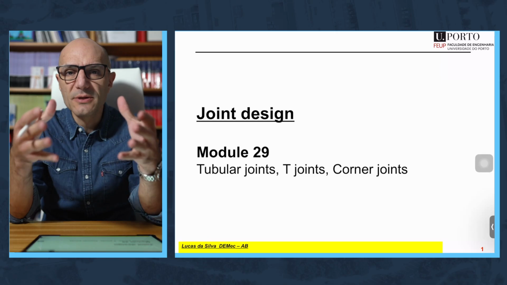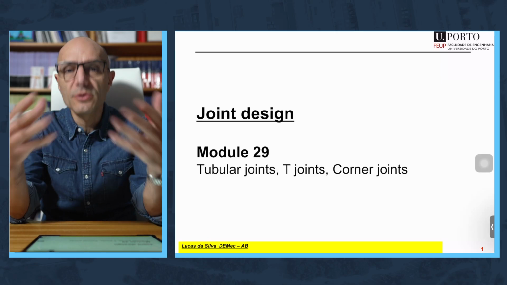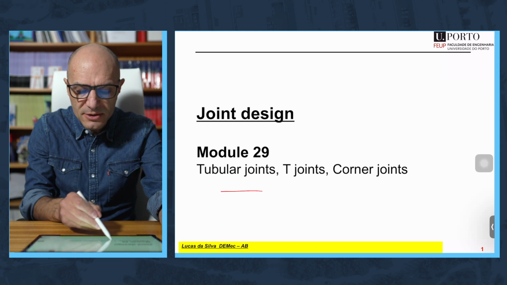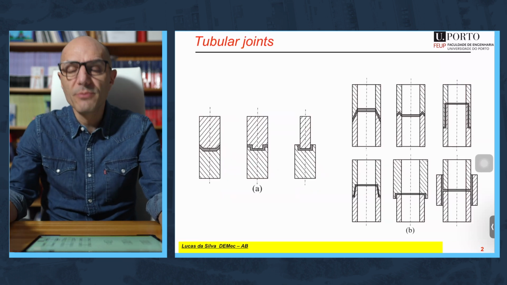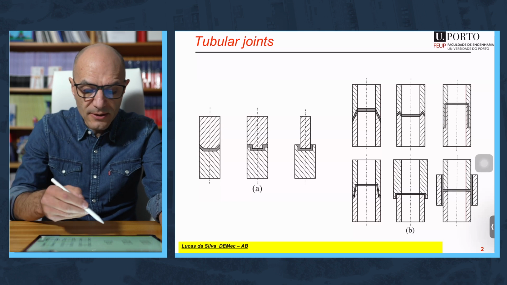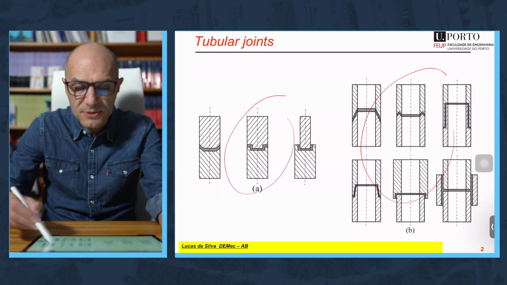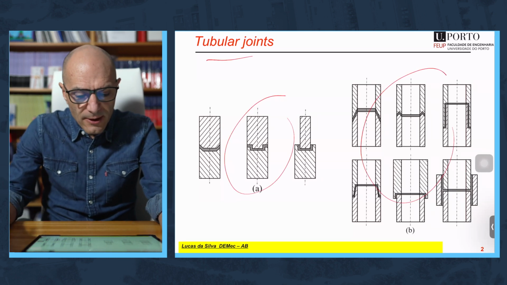So let's go to the last module of joint design. So far, we have discussed basically one type of joint, the single-lap joint. But in real life, that's not the only joint used. So in this module, I want to talk about other types of joint: tubular joints, T-joints, and corner joints. Let's start with the tubular joints that you would see in bars or in tubes.